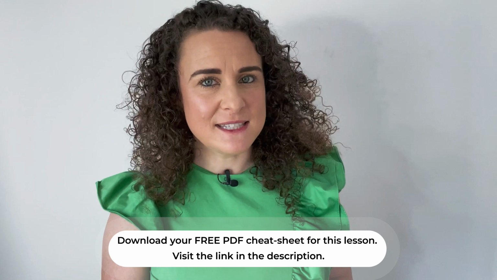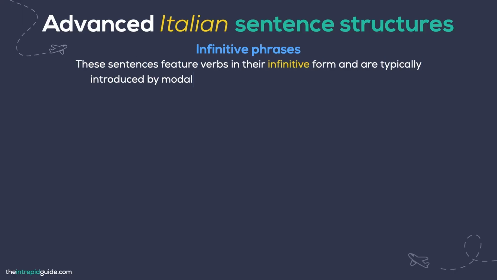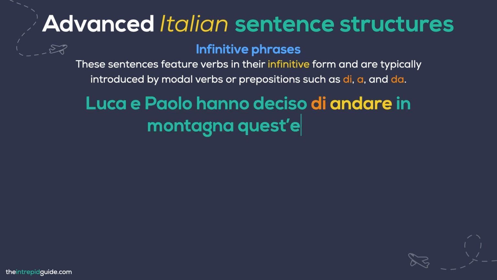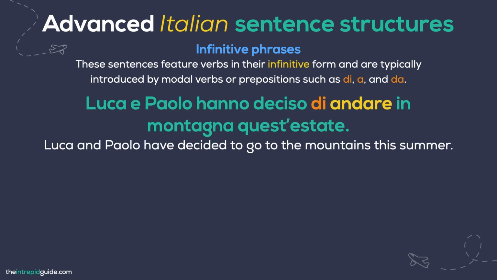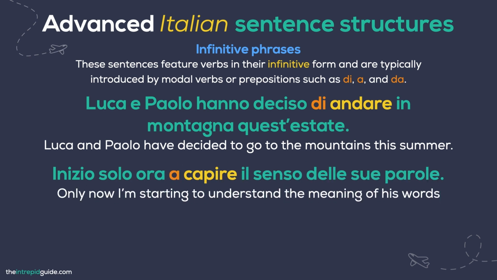Now let's take a look at infinitive clauses or phrases. Now, when discussing actions in a general sense rather than specific instances, you'll use infinitive clauses. These sentences feature verbs in their infinitive form and are typically introduced by modal verbs or prepositions such as di, a, and da. For example, Luca e Paolo hanno deciso di andare in montagna quest'estate. Luca and Paolo have decided to go to the mountains this summer. Inizio solo ora a capire il senso delle sue parole.